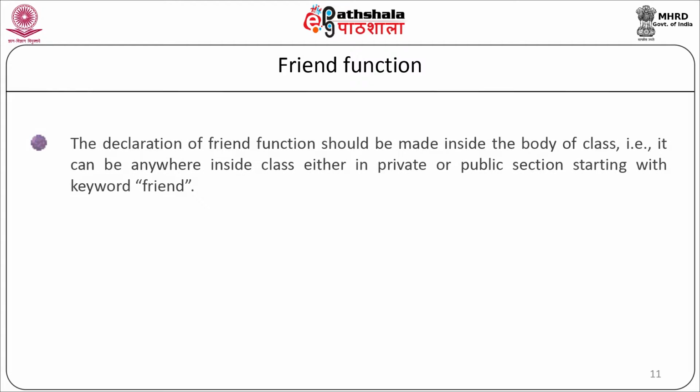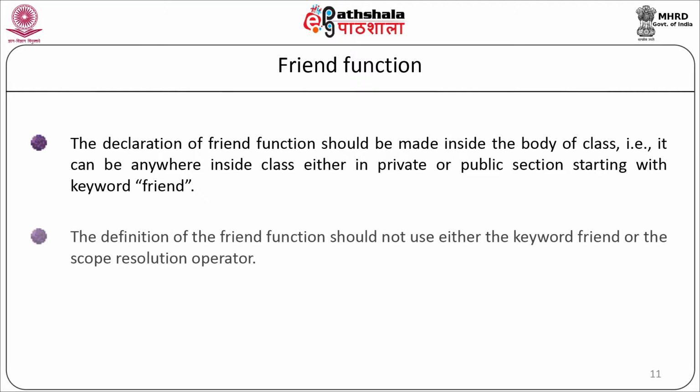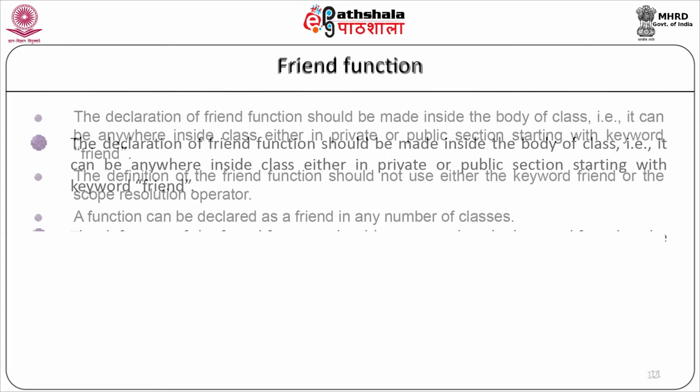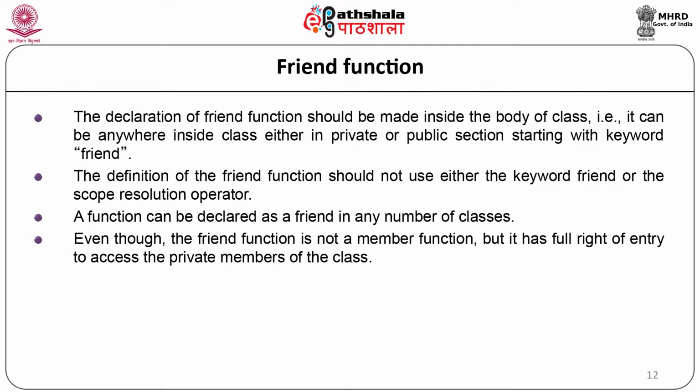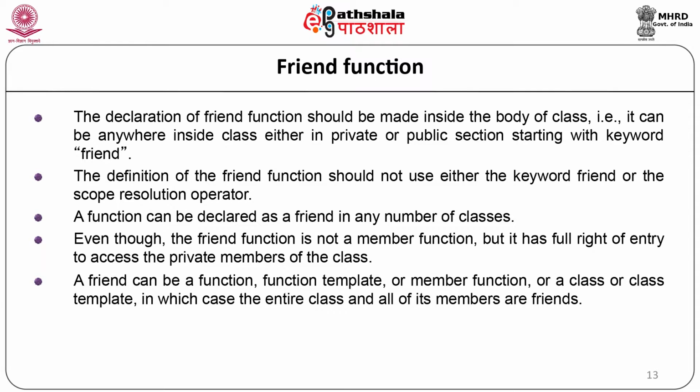The declaration of a friend function should be made inside the body of the class. That is, it can be anywhere inside the class, either in the private or public section, starting with the keyword friend. The definition of the friend function should not use the keyword friend or the scope resolution operator. A function can be declared as a friend in any number of classes. Even though the friend function is not a member function, it has full right to access the private members of the class. A friend can be a function, function template, member function, or a class template, in which case the entire class and all its members are friends.